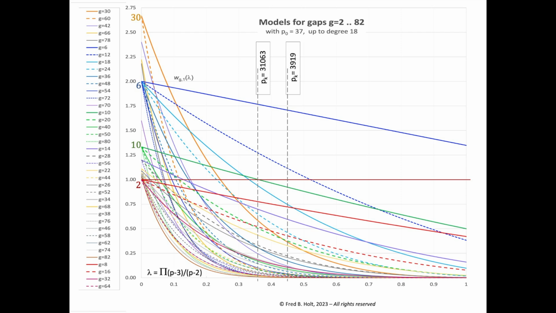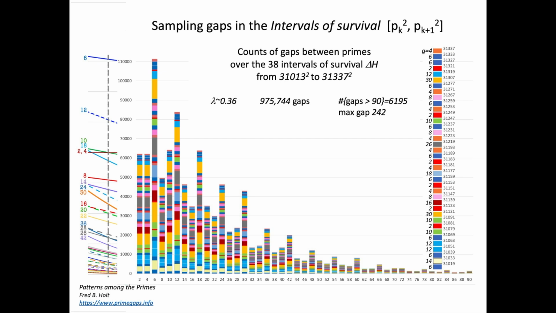Let's do another example. Let's go out to the prime 31,063. Here, lambda is about 0.36. We put the section for the graphs over there on the left. And here are the samples from 38 intervals of survival, from 31,013 squared to 31,337 squared. This is over 975,000 gaps between primes.